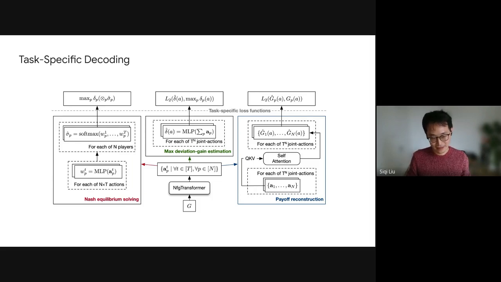In the middle, you have a task similar to Nash solving, but it estimates the maximum deviation gain for every joint action. You can imagine all the ones that get zero maximum deviation gain would be a pure strategy Nash of the game. So if you want to find all the pure strategy Nash of the game, this is a loss function that you can minimize. Hopefully this clarifies why we want to go through this, and what we can do downstream of the encoder stack that I was describing.